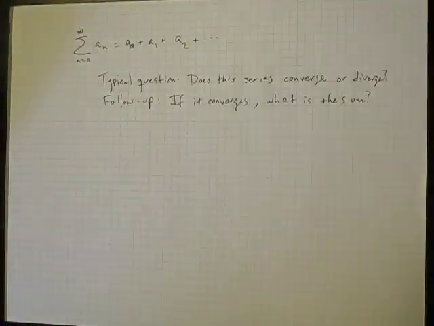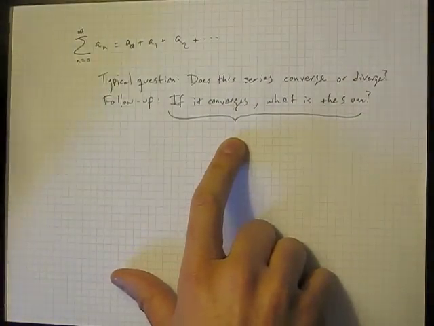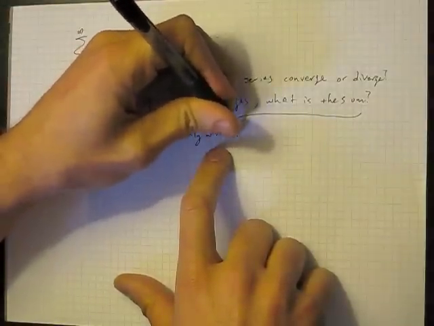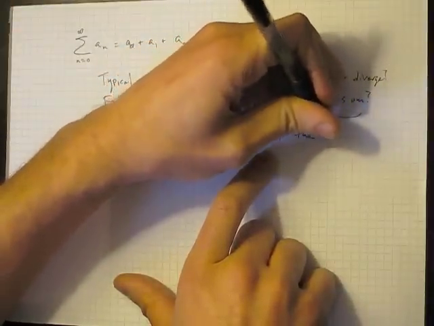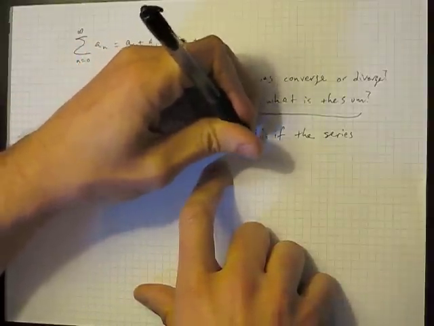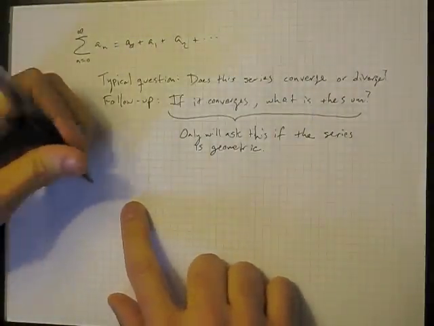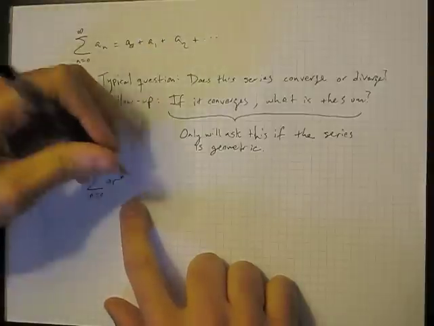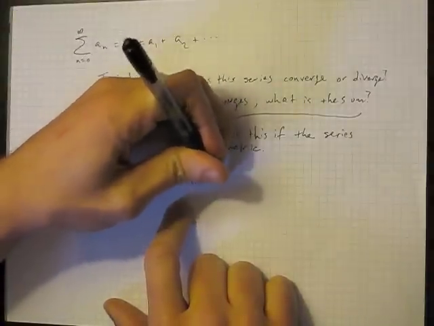Okay, so let me just begin with the following. The only time that I'll ever ask this is if the series is geometric. And the reason for that is that we only know how to compute the sum of a series when the series is geometric. So for example, the sum of a r to the n, n goes from 0 to infinity, looks like a plus a times r plus a times r squared plus so on.